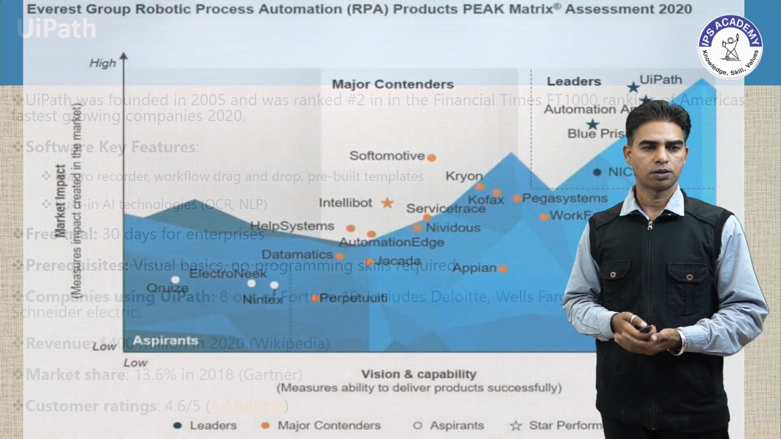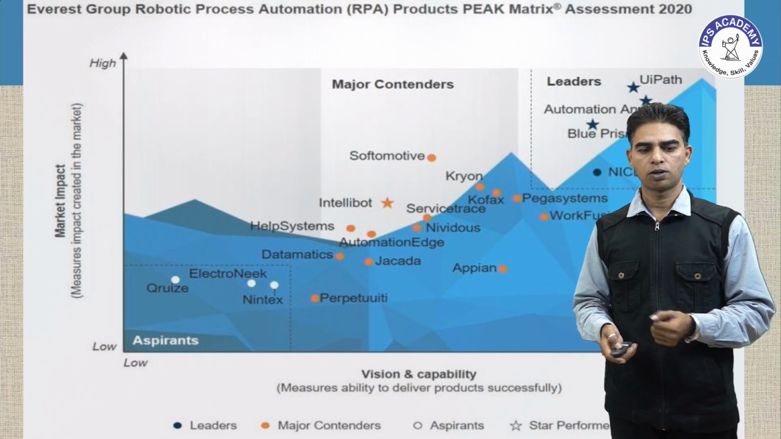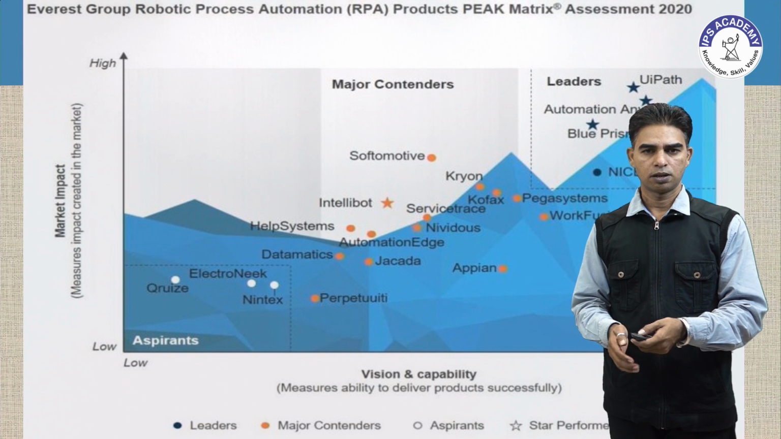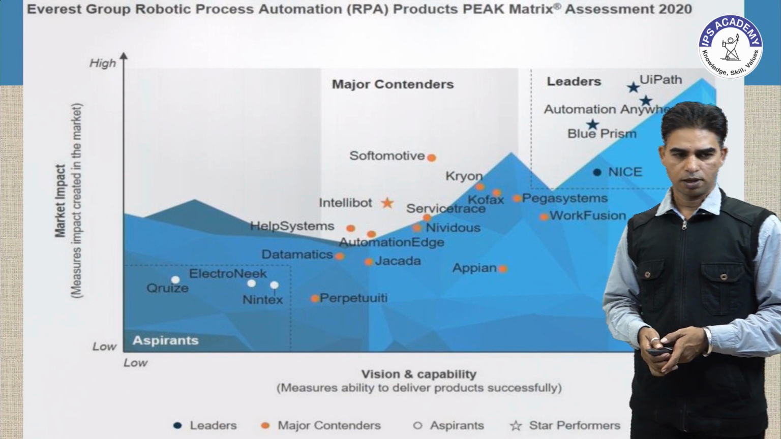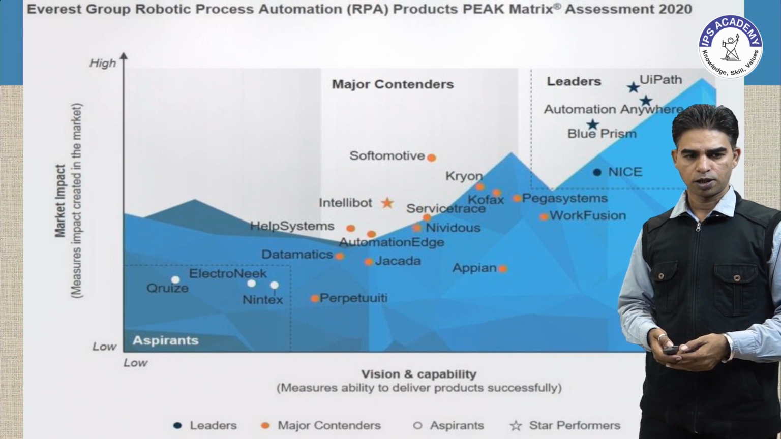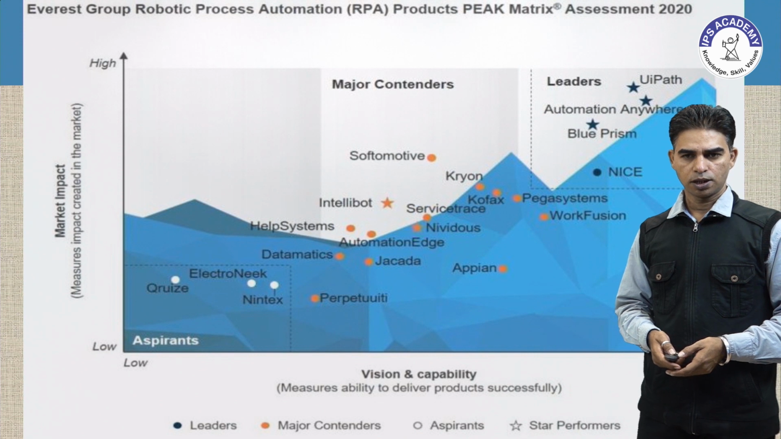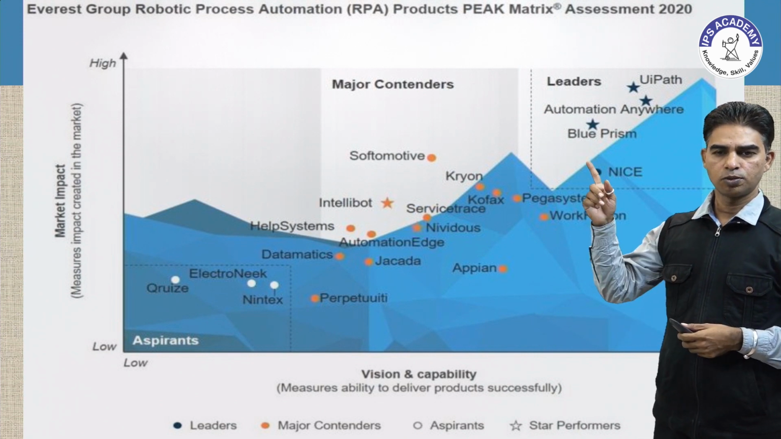So we are using UiPath, and this is a graph generated in 2020, the Peak Matrix of this assessment. Look at the market share in this graph of 2020 for robotic process automation. You can see the top leaders here.